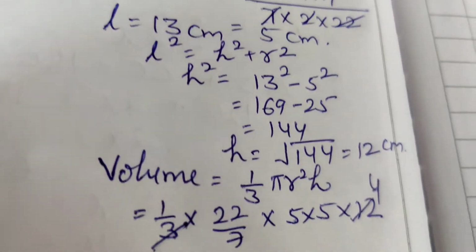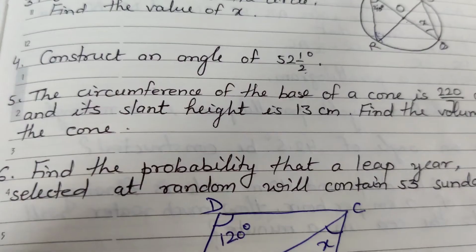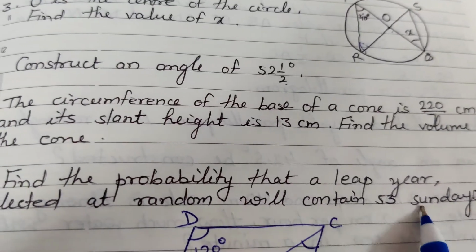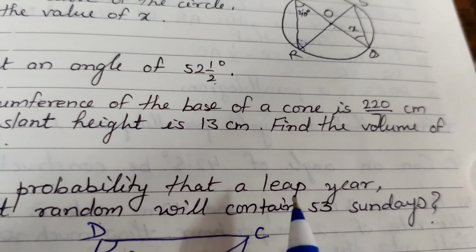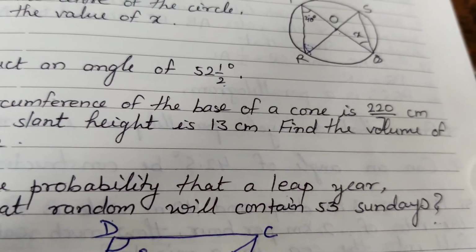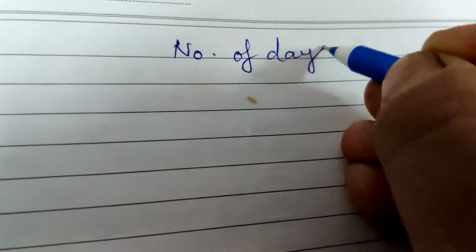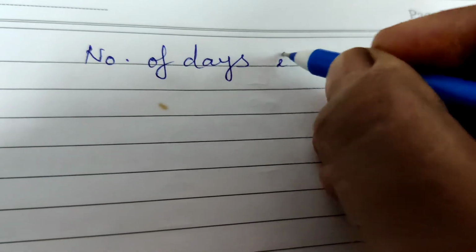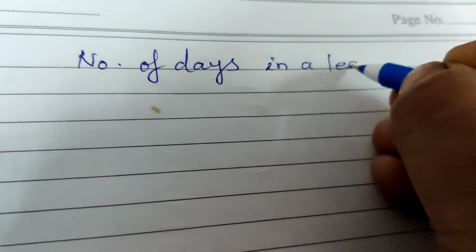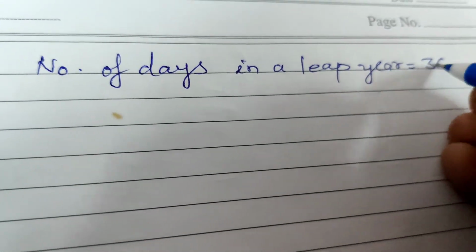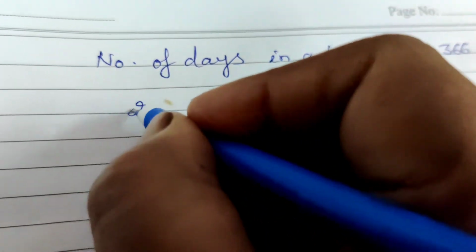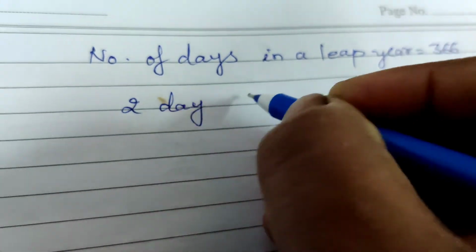Next question and last from the probability. Find the probability that a leap year selected at random will contain 53 Sundays. Okay, in a leap year 53 Sundays. The number of days in a leap year equal to 366. 2 days extra.